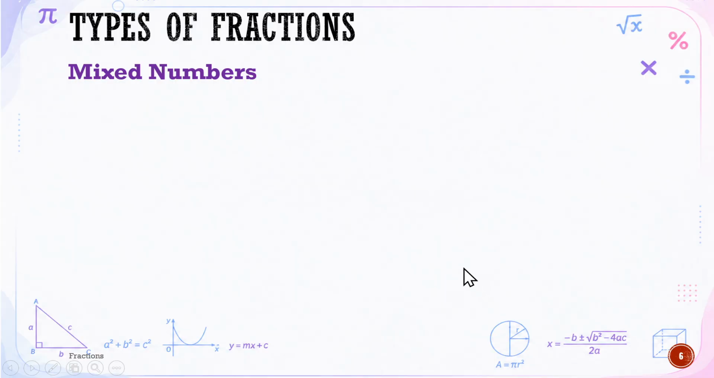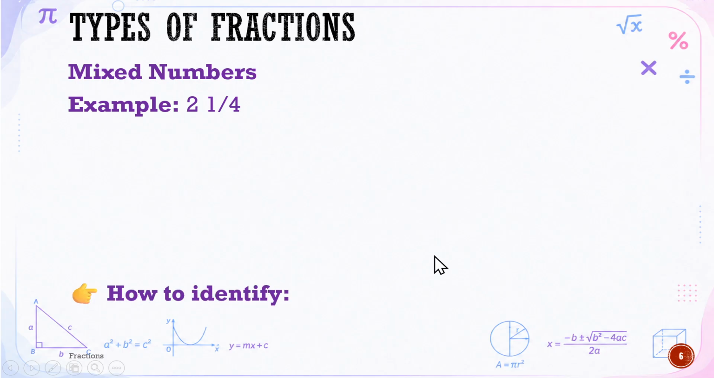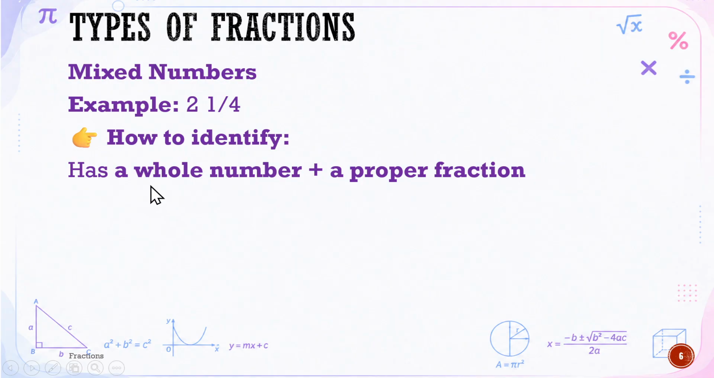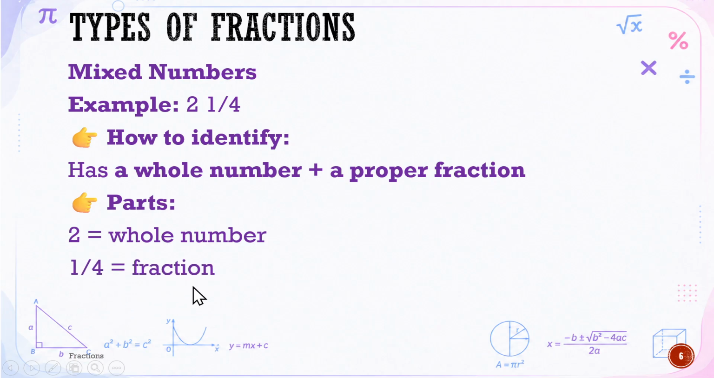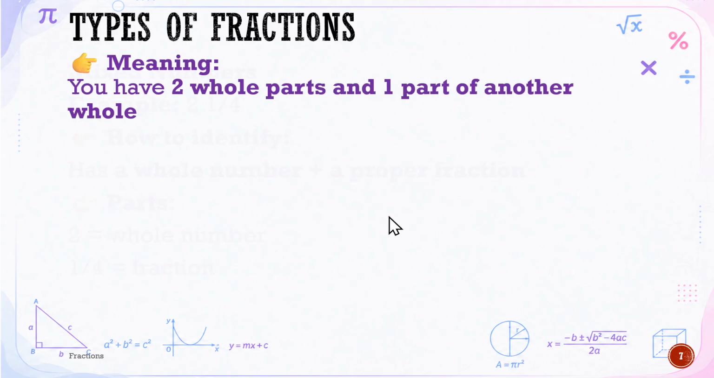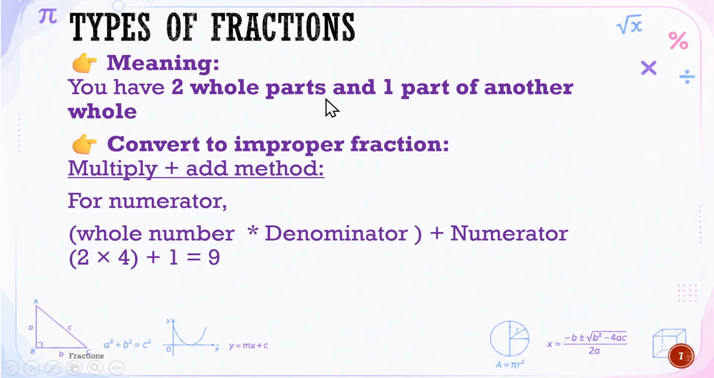Let's take a look at mixed numbers. So what basically are mixed numbers? Mixed numbers have one whole number and a proper fraction. In the example here, we have 2 1 by 4. So 2 is a whole number and 1 by 4 is a proper fraction. As the number given here includes one whole number and a proper fraction, we call this a mixed number. So you have two whole parts and one part of another whole.